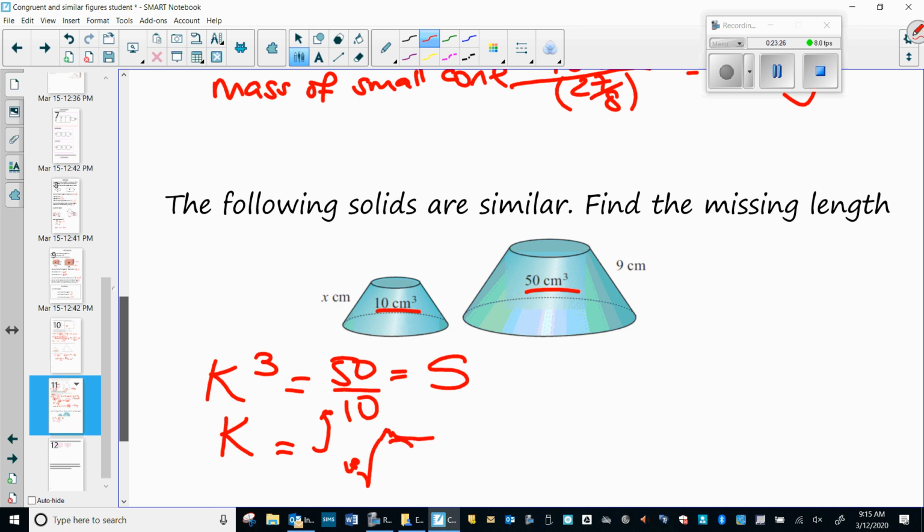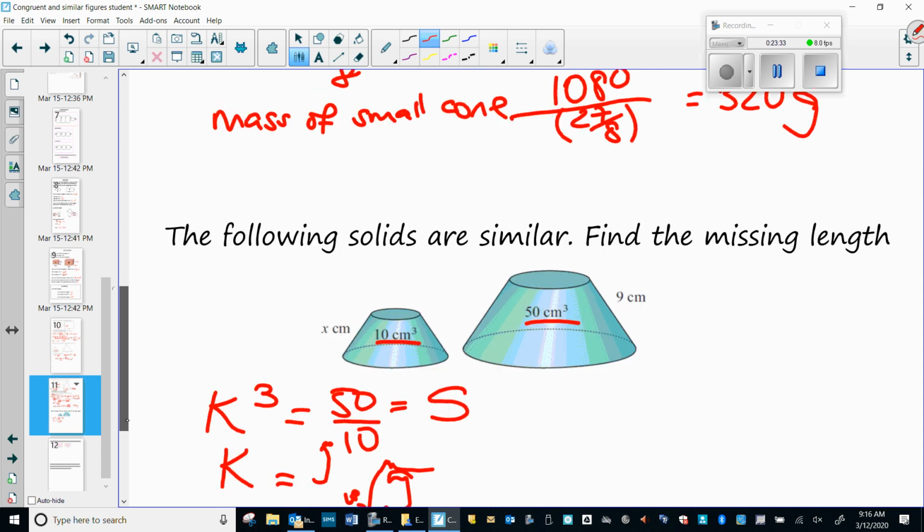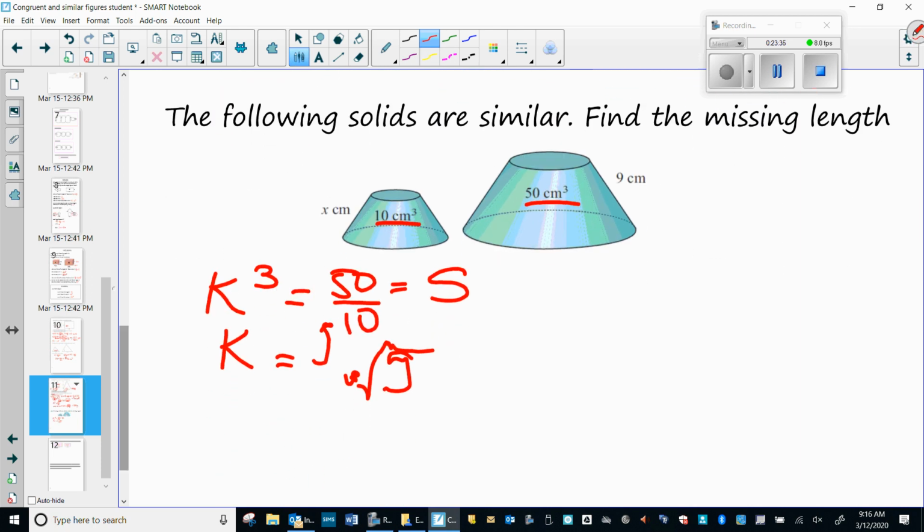The cube root of 5 is not a nice number. I'm going to leave it looking like that. Don't try and round things, because if you start rounding things, you'll get the wrong answers. So k is the cube root of 5, so that is the value of k.